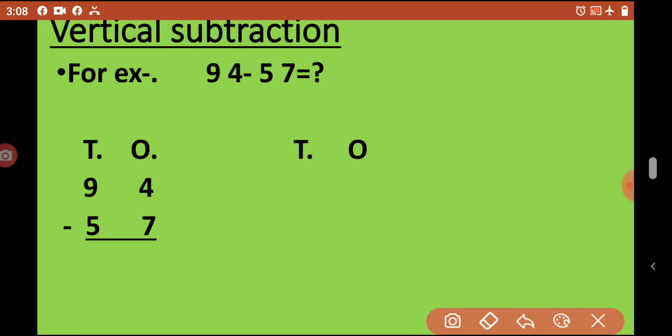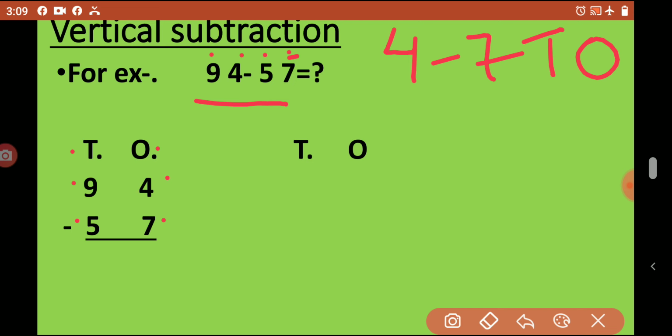Another example. Here we take the number 94 minus 57. Both are 2 digit numbers. So we use the places tens and ones. Now write down the places tens, ones and arrange these numbers in column and now 9 in tens place, 4 in ones place, 5 in tens place and 7 in ones place. After arranging it, we have to subtract the numbers from ones place. In ones place, there is 4 minus 7.